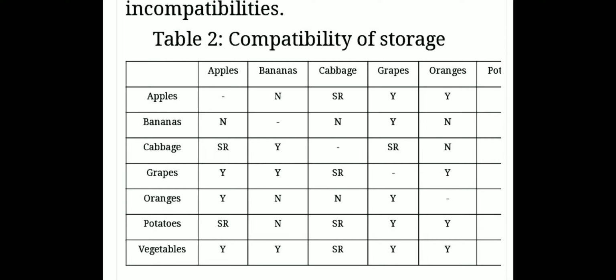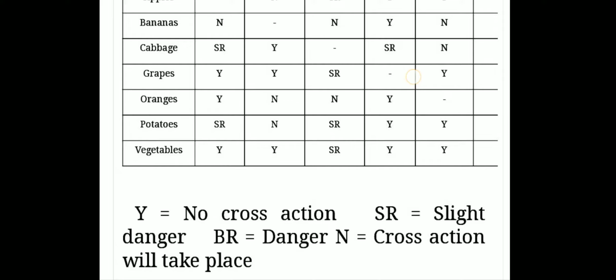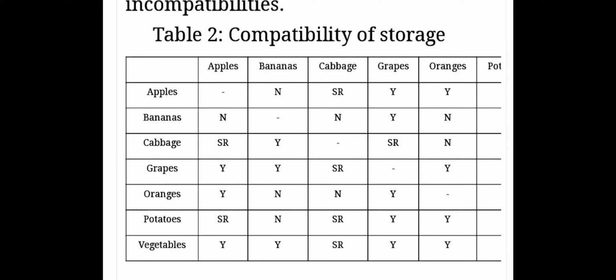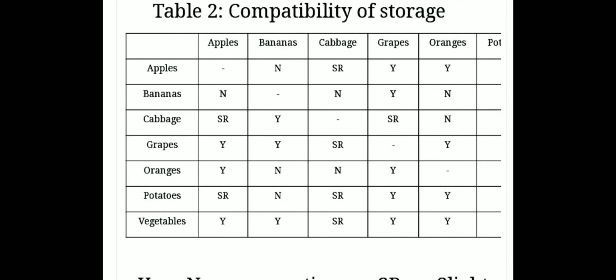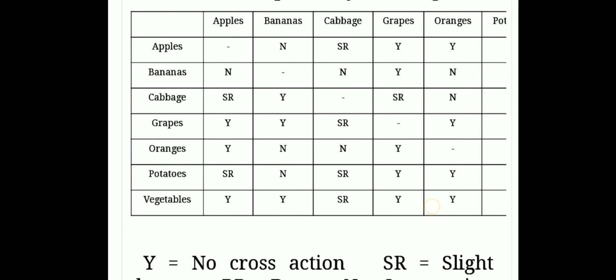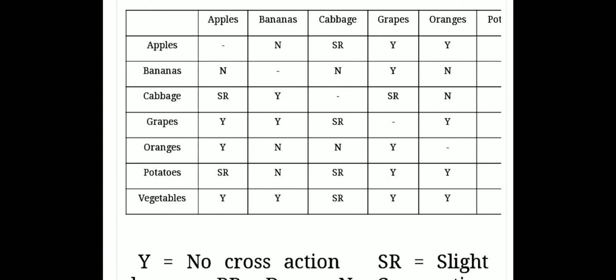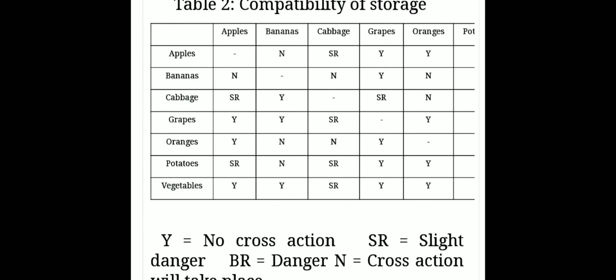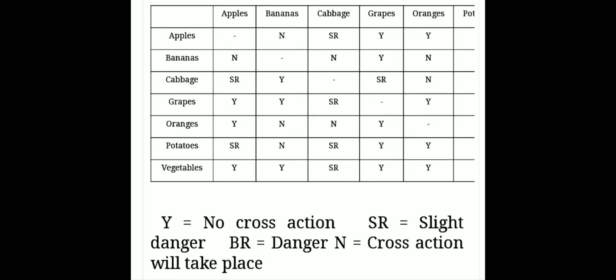So we can see apple, the relation of apple with banana is N, that is cross action will take place, means cross reaction of smell and flavor can take place. Then apple with cabbage, SR, we can see this SR relation. Then slight danger is there because of the specific smell system of the apple and cabbage is quite different.